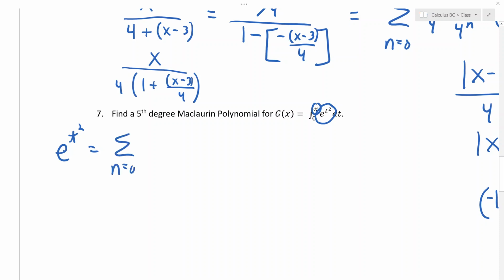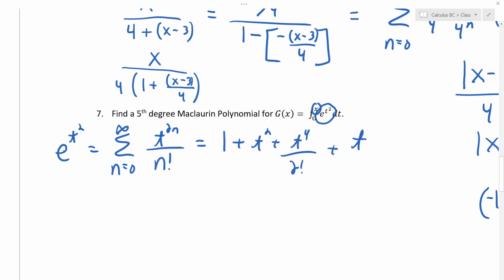E to the t squared is the summation from 0 to infinity of t squared to the n over n factorial. If you're going to integrate it, just write out the first few terms. You don't need to, but it'll help you check that you're correct. The very first term of that is 1. The next term is t squared. The next is t to the 4th over 2 factorial, and we'll go one more, t to the 6th over 3 factorial. Sound good? That goes on forever, dot, dot, dot.